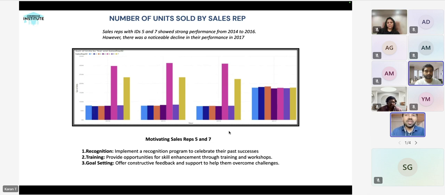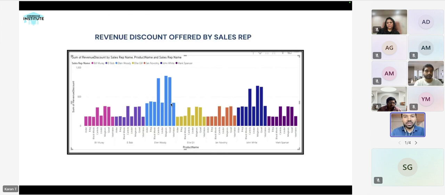Yeah, it can also be a reason that the market conditions are not very good, but we just wanted to highlight the fact that we can do something which can kind of bring them to their original game of exceeding their performance. So moving on to the next slide, which is the revenue discount offered by the sales rep. So yeah, Sovanik is going to explain this slide.